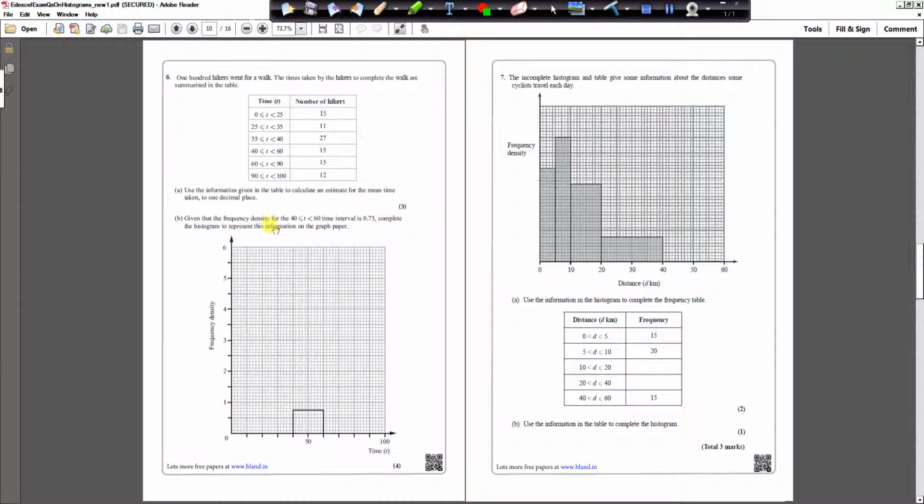Part B. Given that the frequency density for 40 to 60 time interval is 0.75, complete the histogram. So first of all, what we're going to do, we're going to complete this table. Okay, right, we need to draw some lines in there.